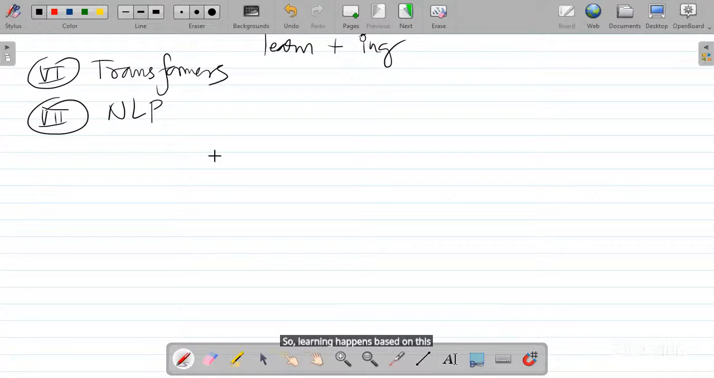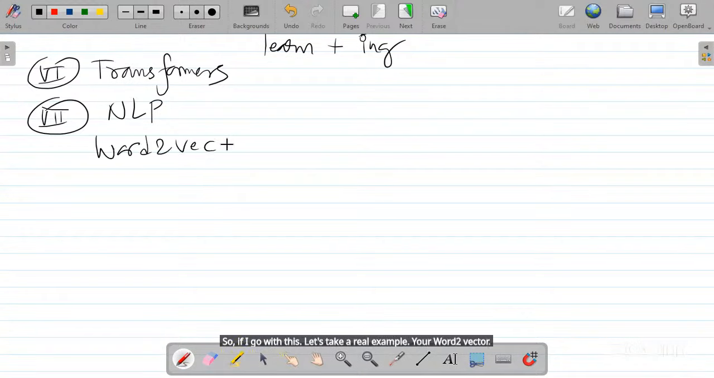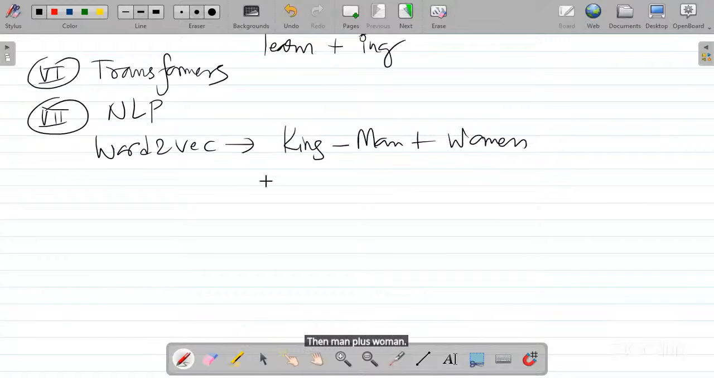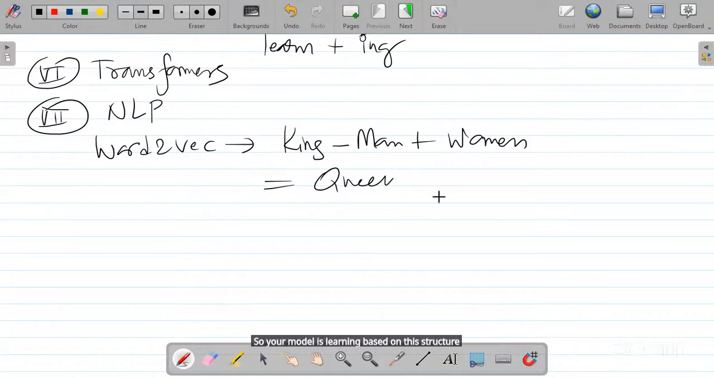So word to vectors, right? So if I go with this, let's take a real example. Your word to vector learns like this. For example, we have a word king, then man plus woman. So what will be the output? King, man, and then woman. So your model is learning based on this structure, and the output will be queen. So this is what we call real example based on NLP.